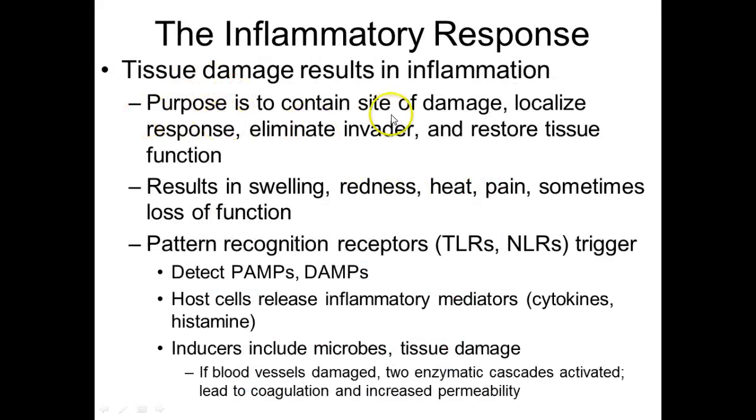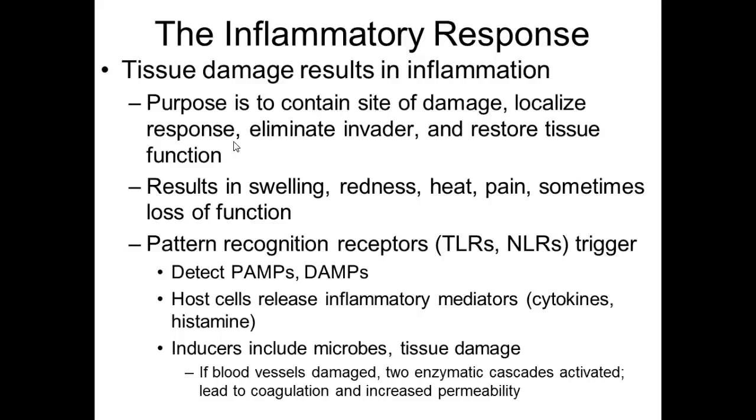So the purpose is to contain the site of damage, localize the response, as we saw with that homing video. They're just going to the area where they're being called. We want to eliminate the invader, gobble it up, destroy it. And we want to restore tissue function. And that's the fifth sign that sometimes you get with inflammation, loss of function. And that unfortunately sometimes can be bad, depending on where the inflammation is.